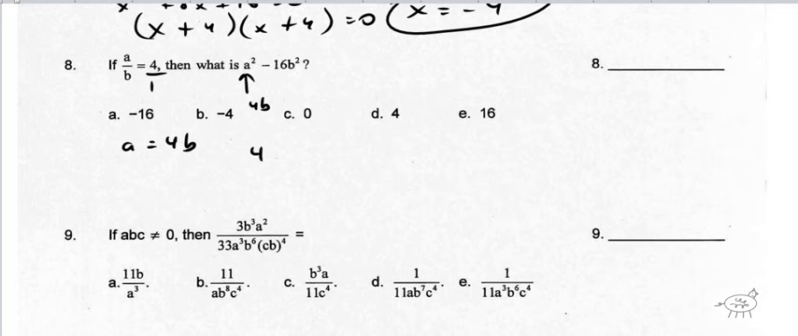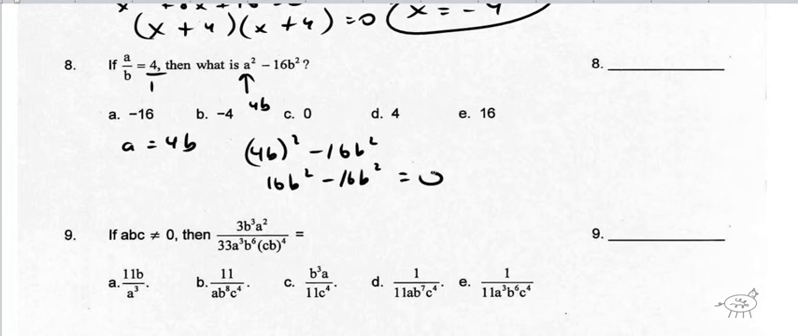You can see you get 4b quantity squared minus 16b squared. Well, that's 16b squared minus 16b squared. That's the only reason I have an answer here, is because it cancels out. Otherwise I couldn't do it. I would have an a or b left over. So my answer is C, 0. Okay.